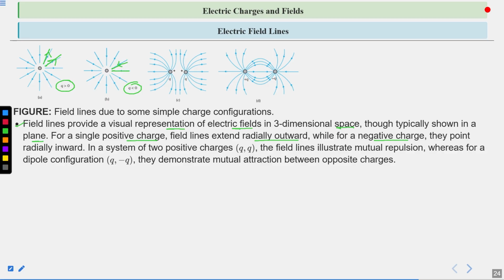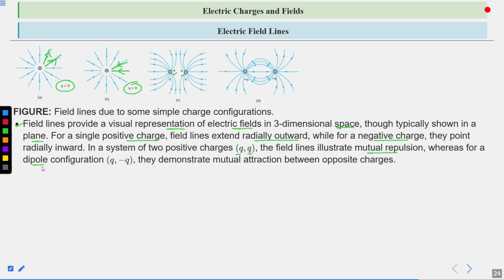This concept is very important. They point inward towards the origin. In a system of two charges, suppose both charges are positive, that is q and q, the field lines illustrate mutual repulsion. Look at here. If the charges are positive, small q and small q, the field lines show mutual repulsion. Whereas for a dipole configuration, here the question arises, what is a dipole?